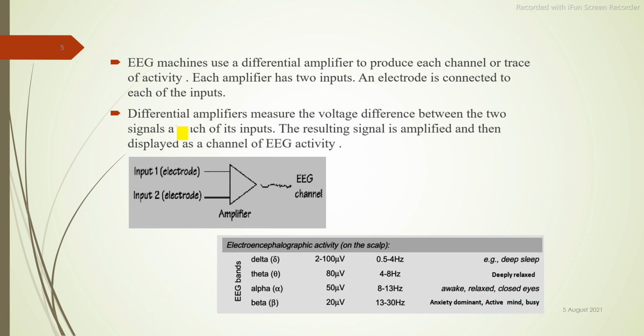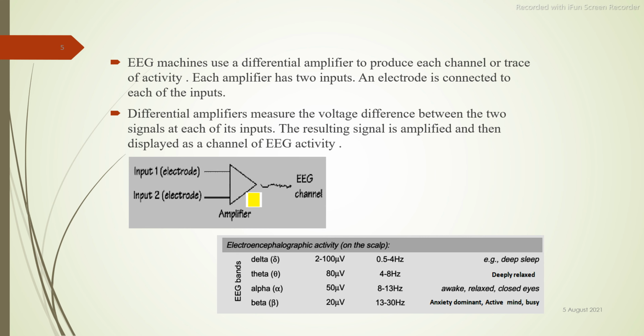An electrode is connected to each of the inputs. The difference amplifier will measure the voltage difference, or the potential difference, between the two signals at each of its inputs. Then the resulting signal is amplified and displayed as EEG activity. So this is how an EEG machine will be working.